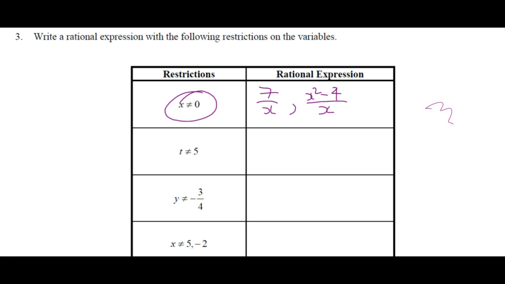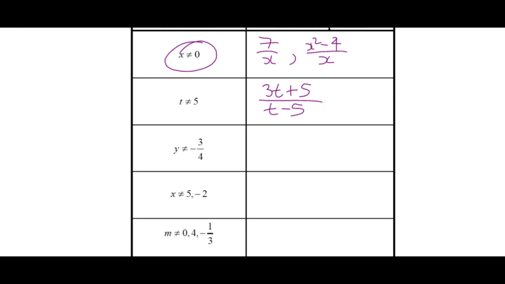I'm just going to wait. I'm going to pause. There is no right numerator, right? You can put anything you want up here. But the denominator has to be such that t cannot equal 5. So here's a way to do that, right?